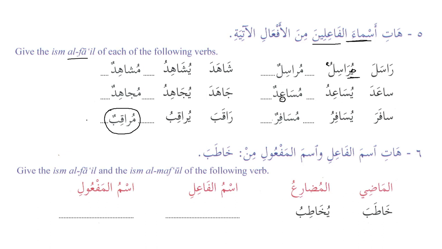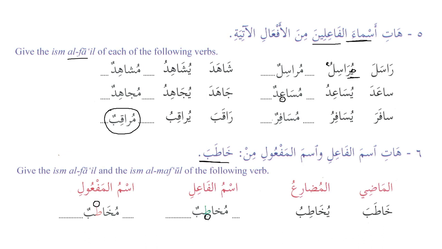Then we have هات اسم الفاعل واسم المفعول من خاطب. Only from خاطب we have to provide اسم الفاعل and اسم المفعول. خاطب يخاطب فهو mukhatibun. مخاطب is اسم الفاعل. And اسم المفعول will be mukhatabun, مخاطب. Perfect. Whenever we have اسم المفعول, the second last letter has fatha, and in اسم الفاعل it has kasra, as we can see over here.